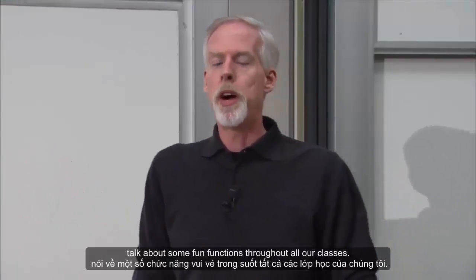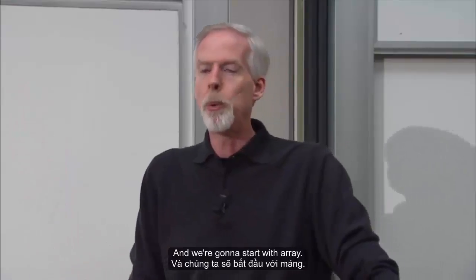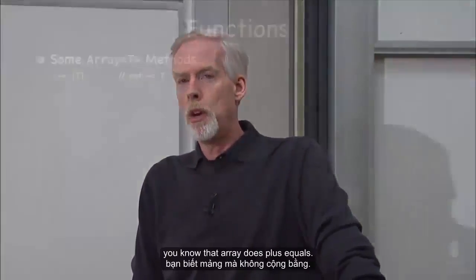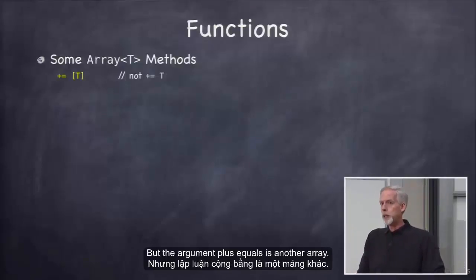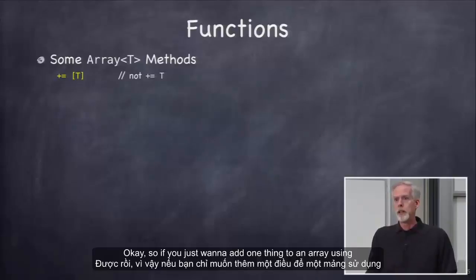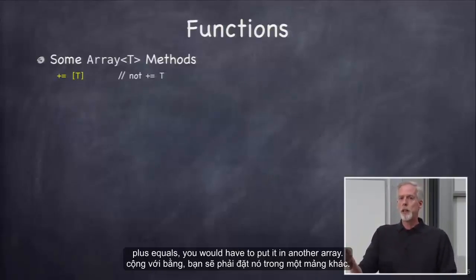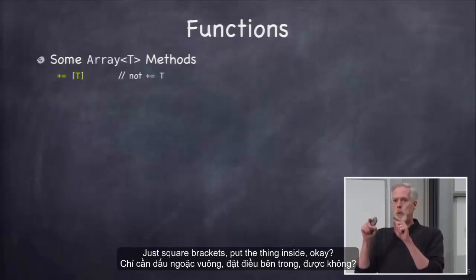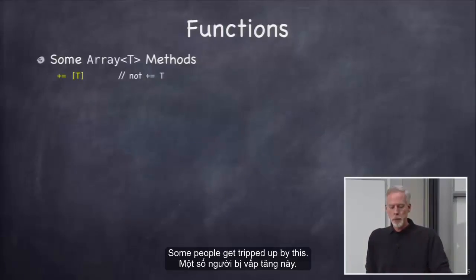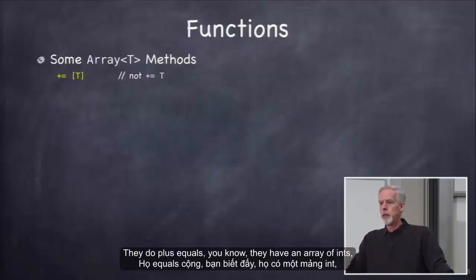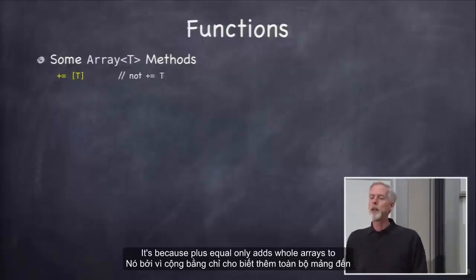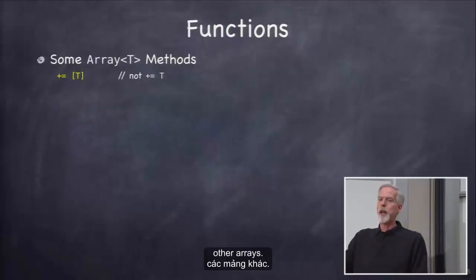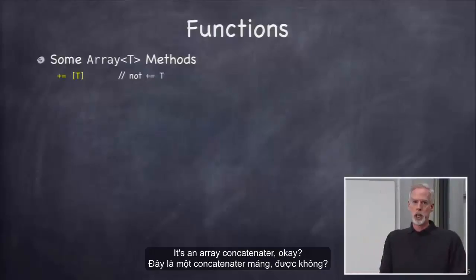Okay, so now let's just talk about some fun functions throughout all our classes, and we're going to start with Array. First of all, you know that Array does plus equals. You can say array plus equals, but the argument to plus equals is another array. So if you just want to add one thing to an array using plus equals, you would have to put it in another array, just square brackets, put the thing inside, okay? Some people get tripped up by this. They have an array of Ints and they say, my array of Ints plus equals an Int, and they're like, wow, why doesn't it work? It's because plus equals only adds whole arrays to other arrays. It's an array concatenator, okay?